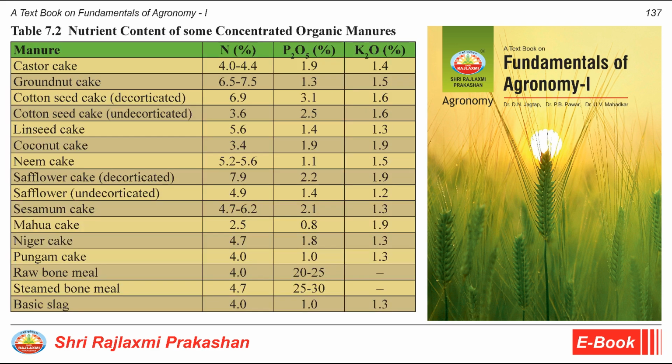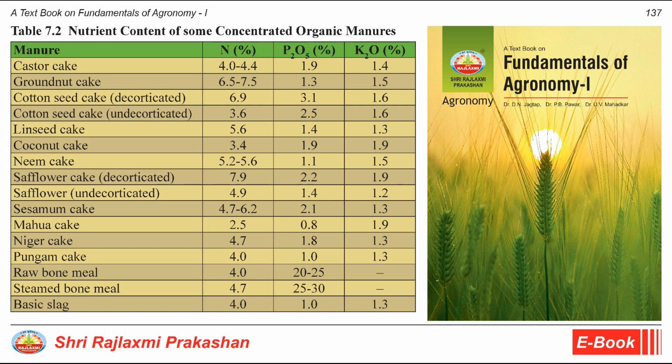Table 7.2 Nutrient content of some concentrated organic manures. Manure number 1, castor cake. Percentage composition of N 4.0 to 4.4%, P2O5 1.09%, K2O 1.4%. Manure number 2, groundnut cake. Percentage composition of N 6.5 to 7.5%, P2O5 1.3%, K2O 1.5%.